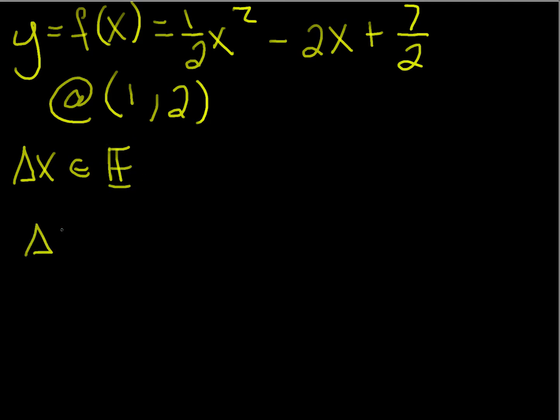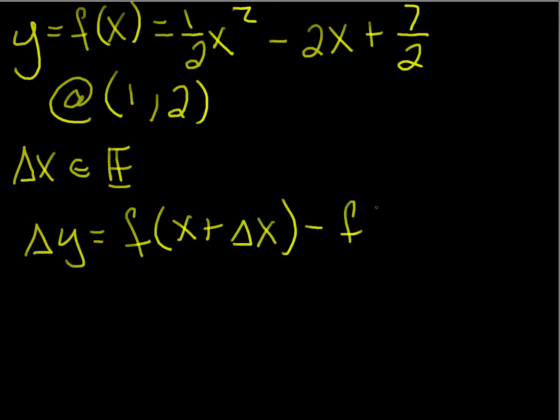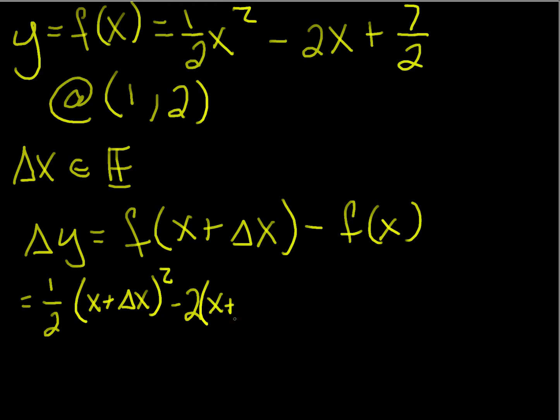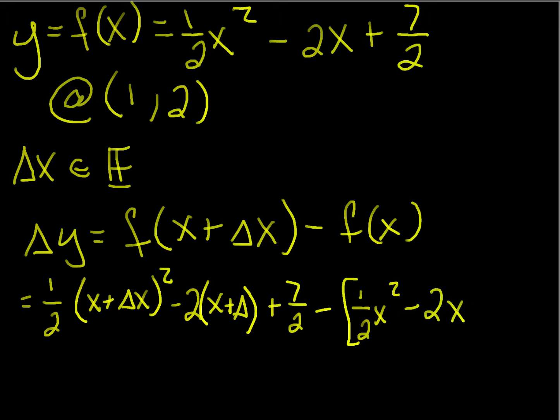Then the change in y is f of x plus delta x minus f of x, which is 1/2 x plus delta x, quantity squared, minus 2 times x plus delta x, plus 7/2. So that's the f of x plus delta x, and then minus f of x, which is 1/2 x squared minus 2x plus 7/2.